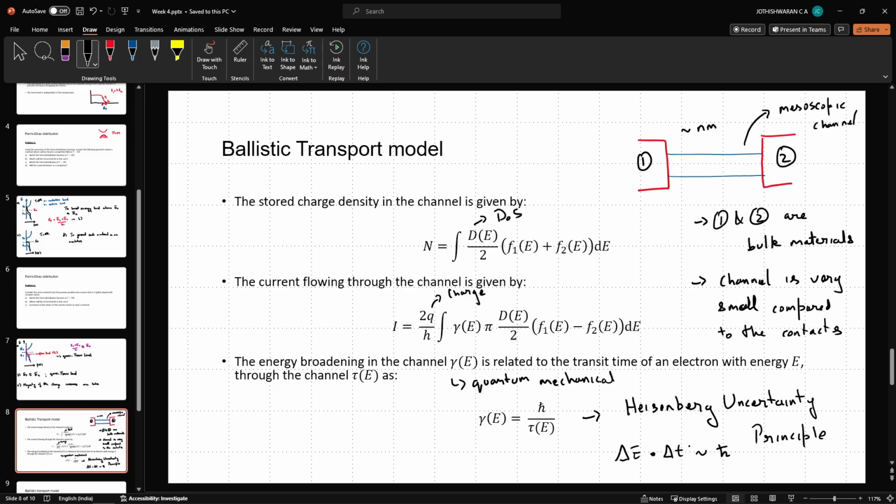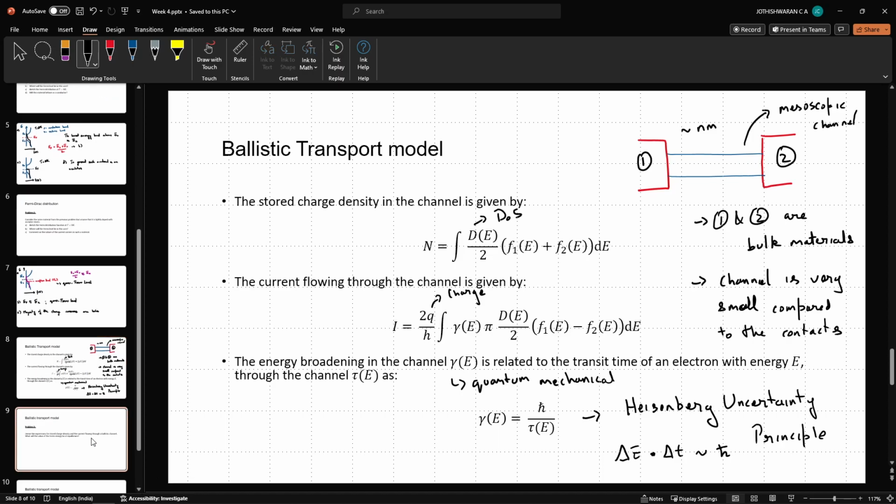Otherwise, people will say it is greater than or equal to h bar by 2, but we don't go into that specific form. This is what we want, and because of that, we define the energy broadening as this. Again, this is not the exact quantum mechanical effect. This kind of reflects what happens due to the short channel. We will see pretty soon what implication this particular effect will have.